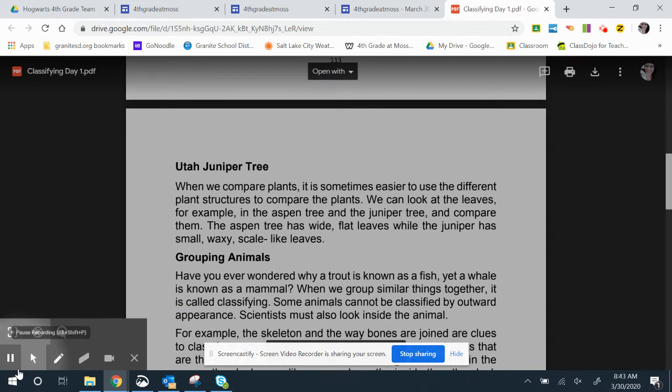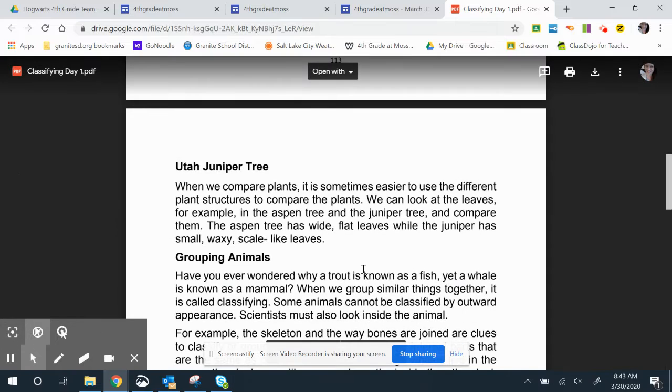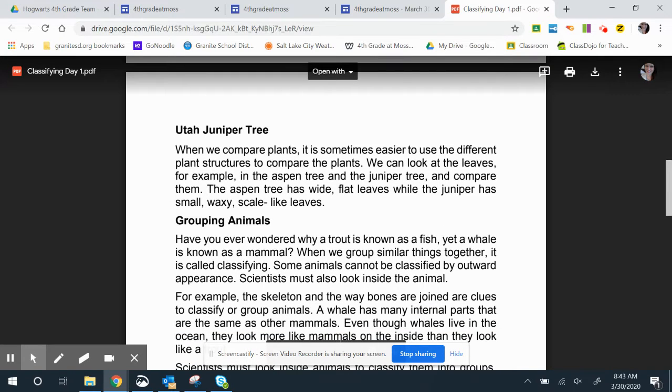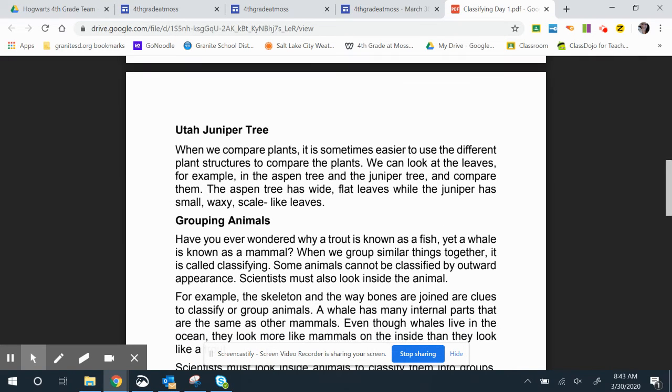Let's go to Utah juniper trees. When we compare plants, it is sometimes easier to use the different plant structures to compare plants. We can look at the leaves, for example, in the aspen tree and the juniper tree and compare them. The aspen tree has wide, flat leaves, while the juniper has small, waxy, scale-like leaves. So I was right. The leaves do look different. You just can't see them very well in the picture.